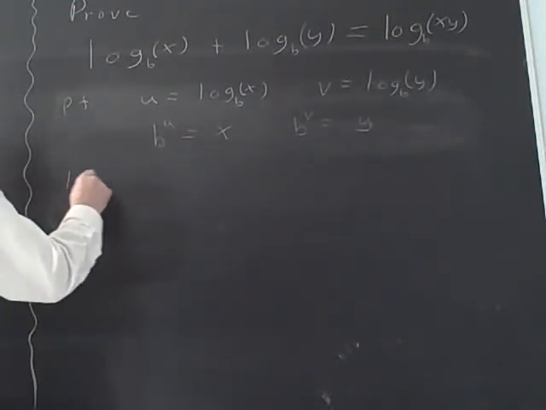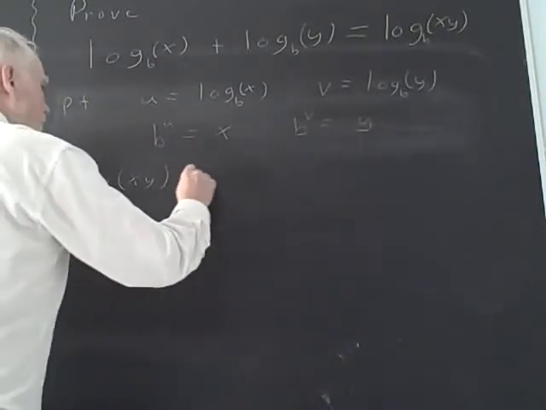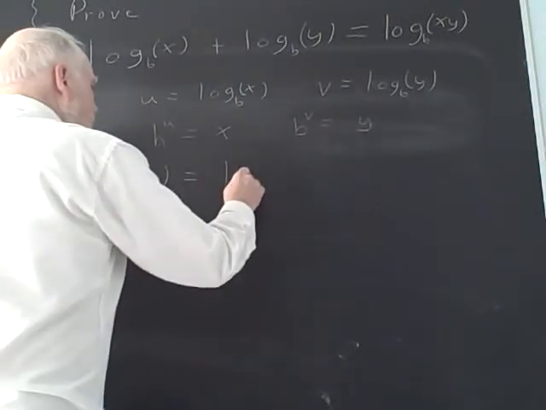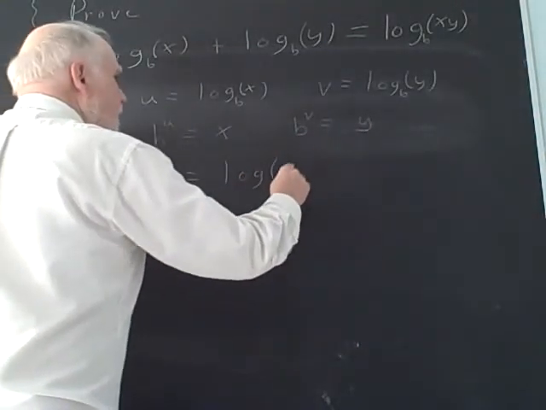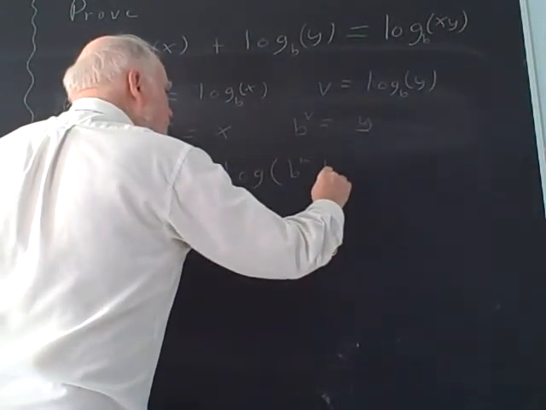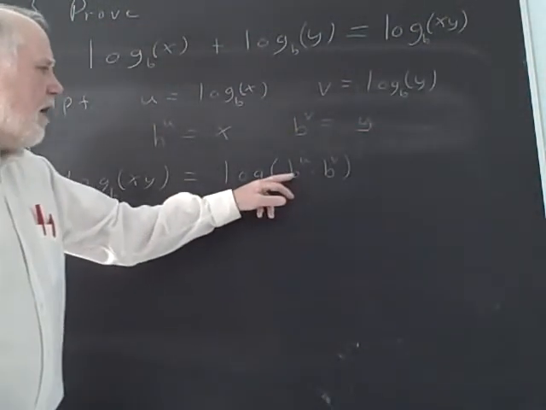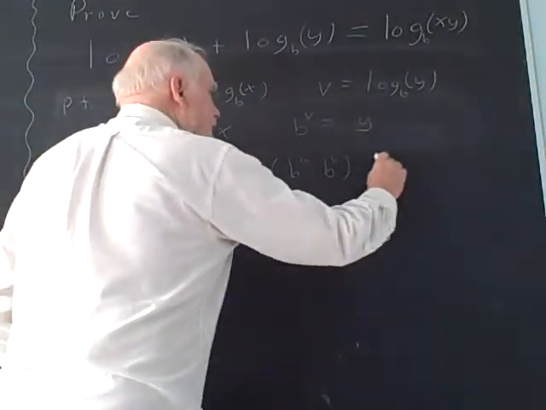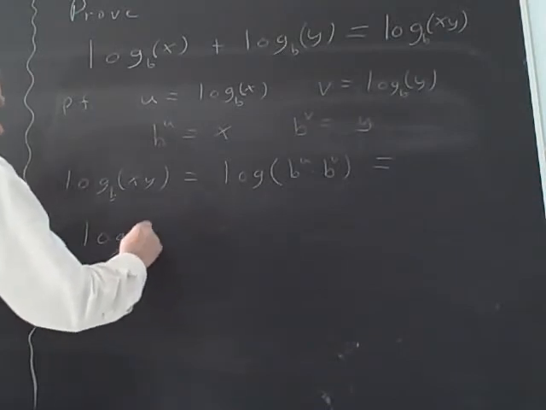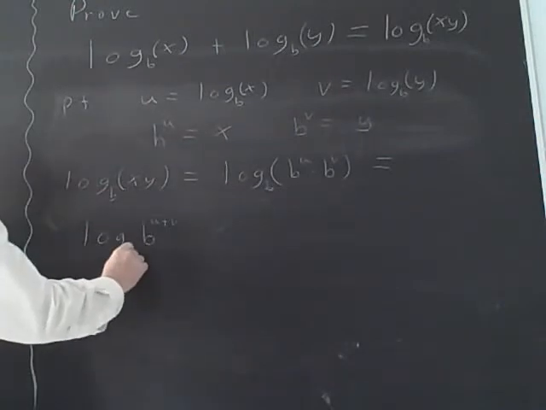The log of x times y base b equals, well, I've got these substitutions for x and y, and so I'm going to say the log of b to the u times b to the v. Okay, so I've got that using that substitution. Now I know I've got like bases here, so I can write this as the log of b to the u plus v. I have to put base b every time.